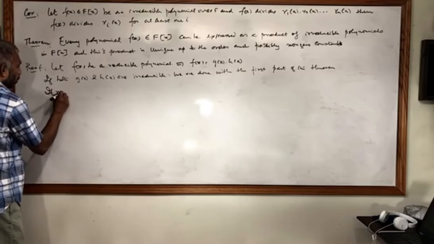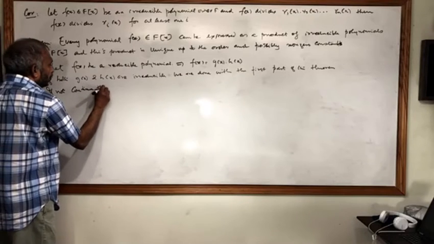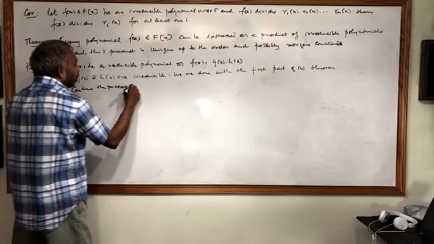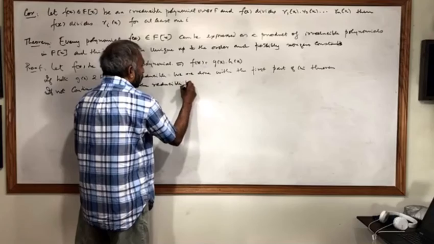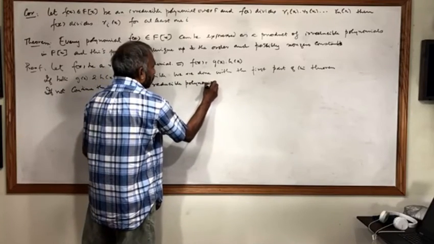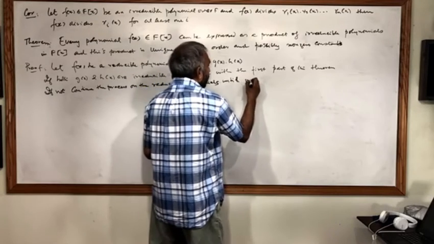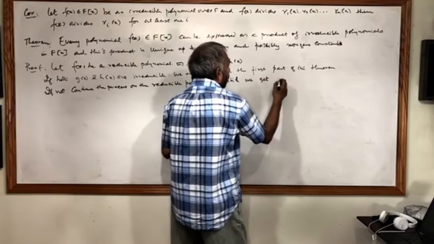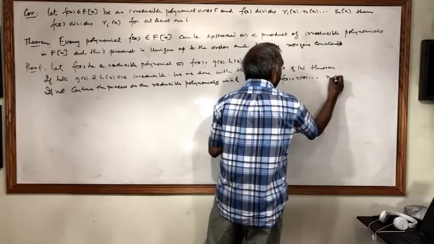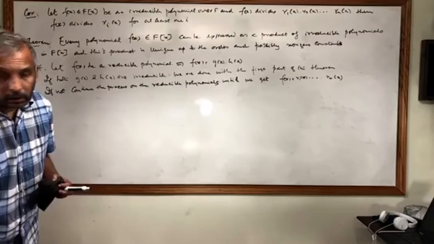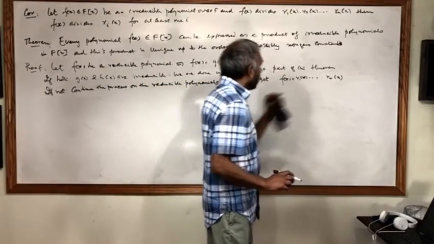If not, continue the process on the reducible polynomials until we get f of x is equal to r1 of x times dash dash rn of x. This has to terminate. So our first part is done because these are all irreducible polynomials.